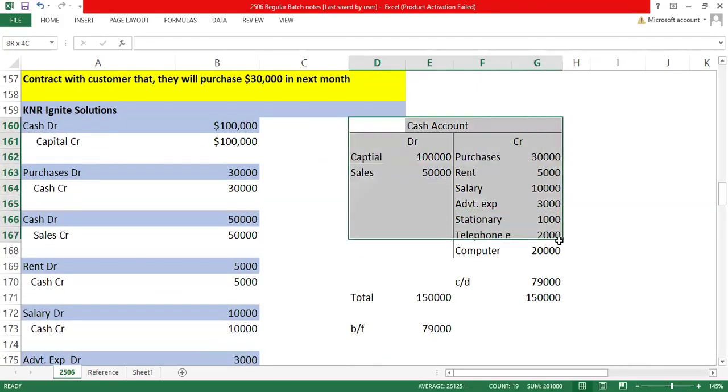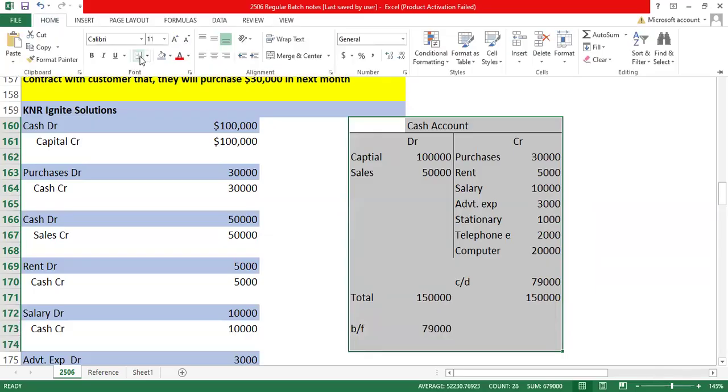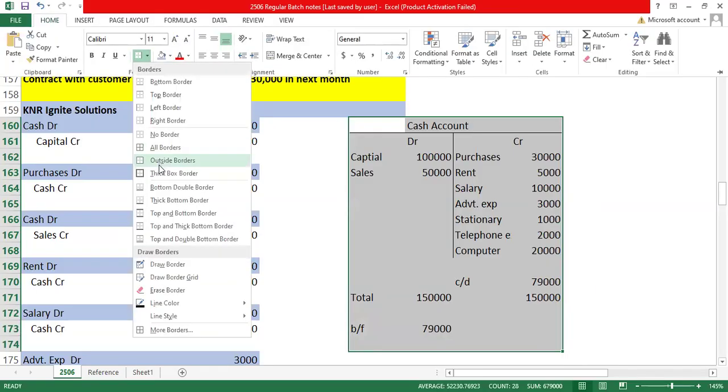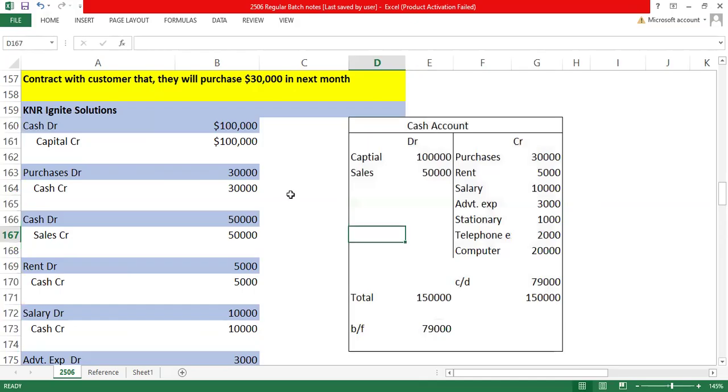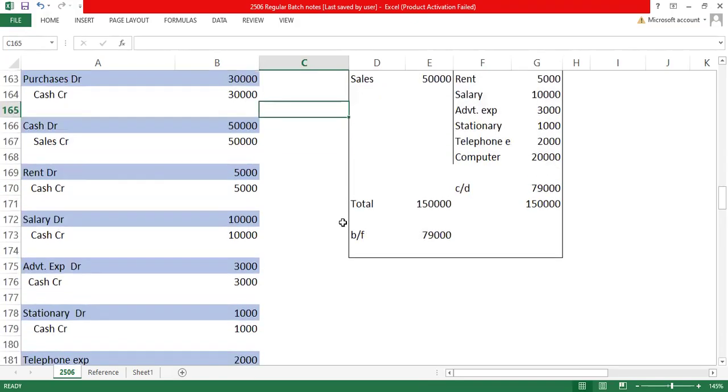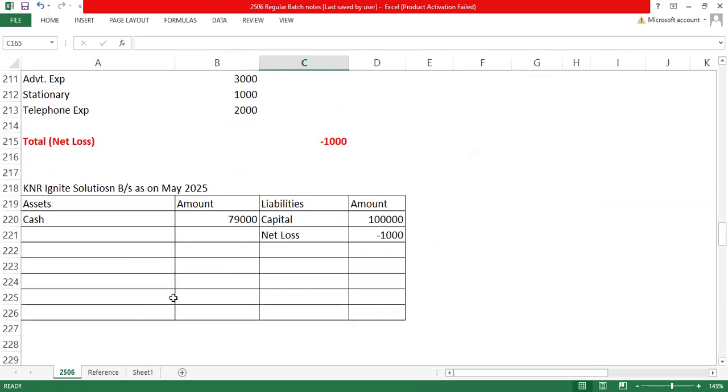Wherever I have more transactions like this, you need to calculate this way. All your T accounts, I mean, use T format accounts to calculate your account balances. This is generally what we do. Now I'm able to calculate my cash balance of 79,000.